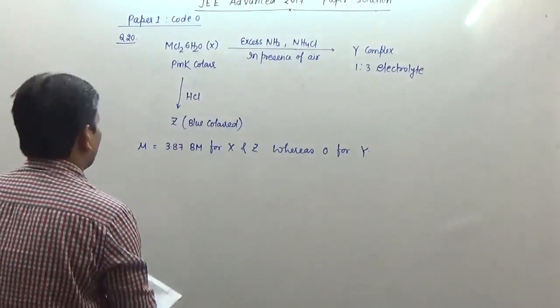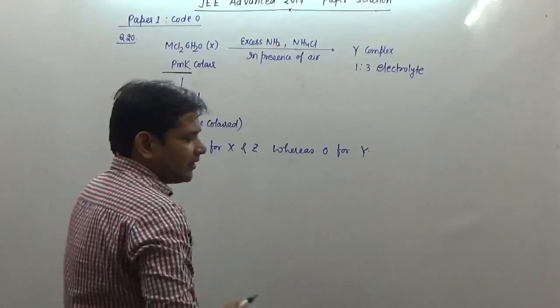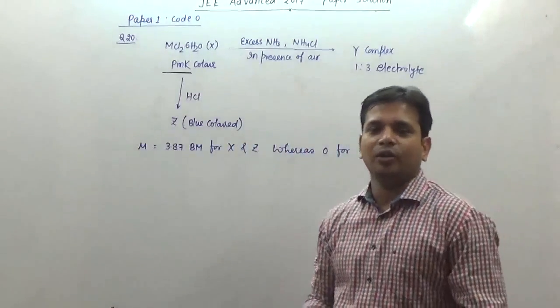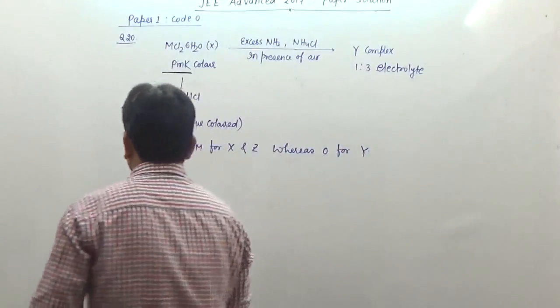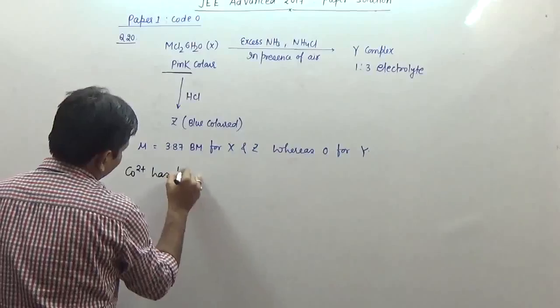First of all, you have to think about the color of the complex. There is only one cation whose color is pink, that is cobalt 2 plus. Cobalt 2 plus has pink color.